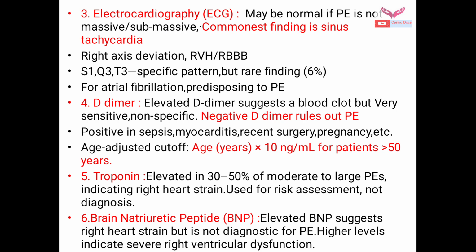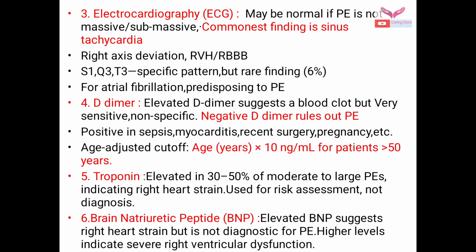In ECG, the patient's ECG may be normal if the pulmonary embolism is not massive or submassive. The commonest finding is sinus tachycardia, but the patient may have right axis deviation, right ventricular hypertrophy, right bundle branch block. S1Q3T3 pattern is a specific pattern, but it is a rare finding. It is seen in less than 6% of the cases. Patient may have atrial fibrillation and this predisposes to pulmonary embolism.